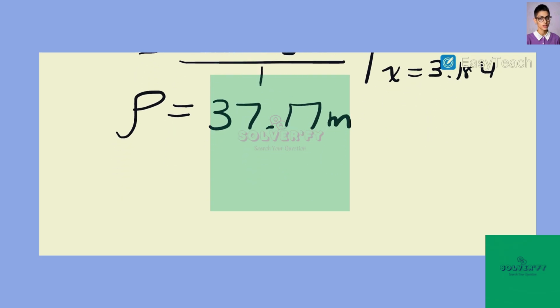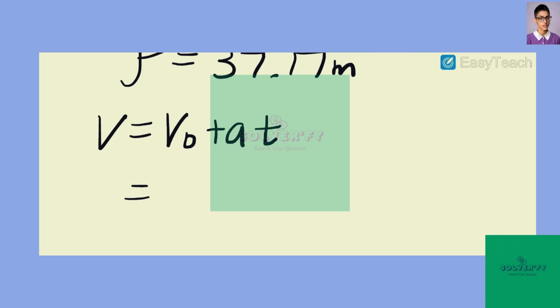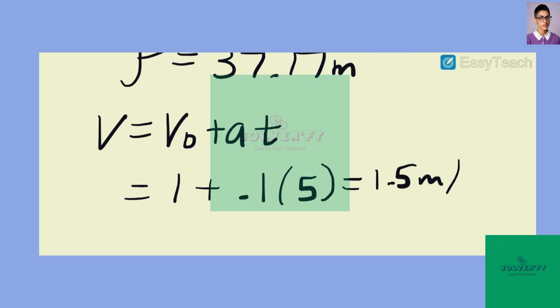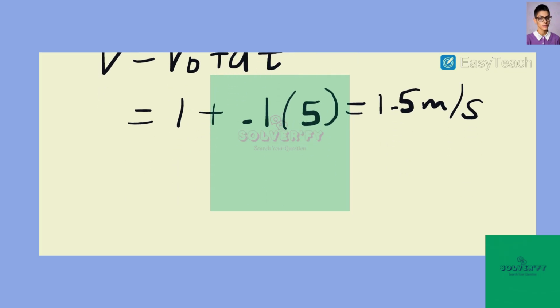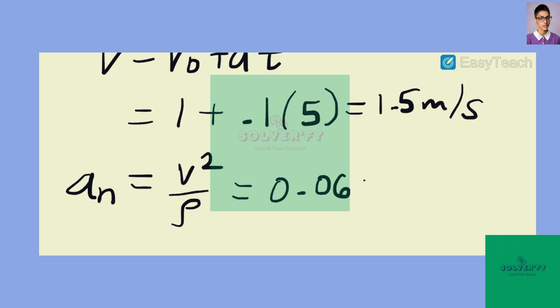Now what we can do is again say that v is equal to v0 plus a_t t, and we can say that this is equal to 1 plus 0.1 times 5, which is equal to 1.5 meters per second. Next, we can say that our centripetal acceleration is a_n, which is equal to v squared over rho, and say that this is equal to 0.0605 meters per second squared.